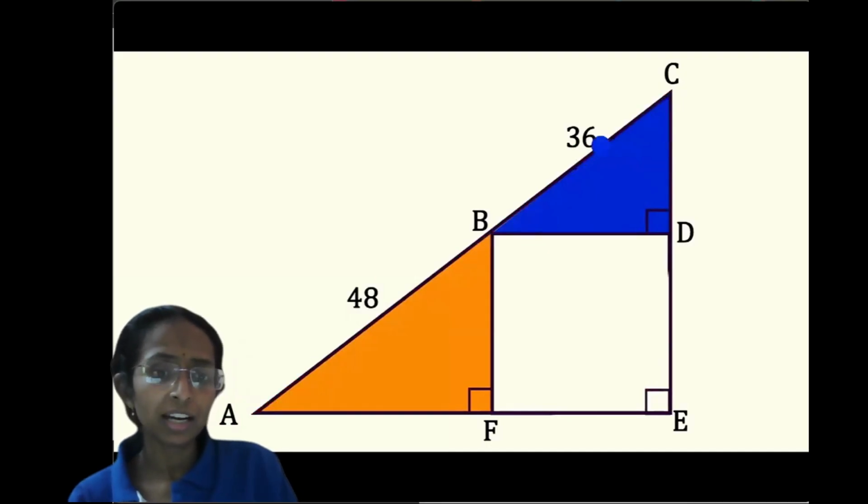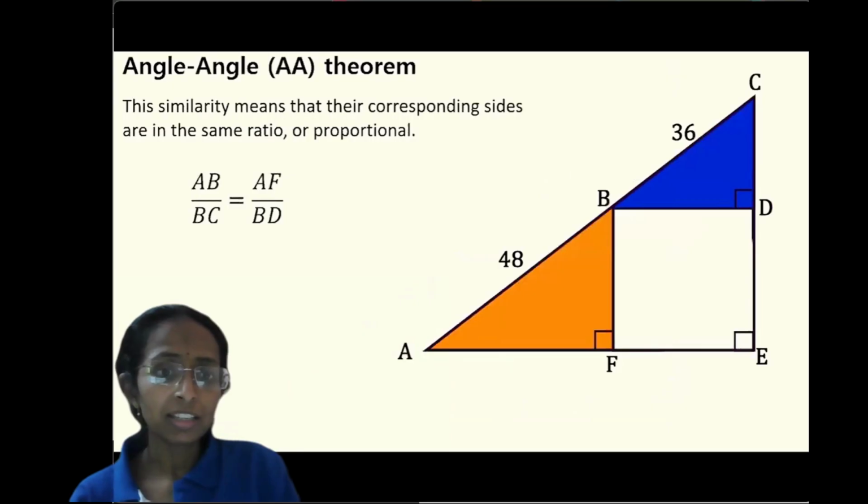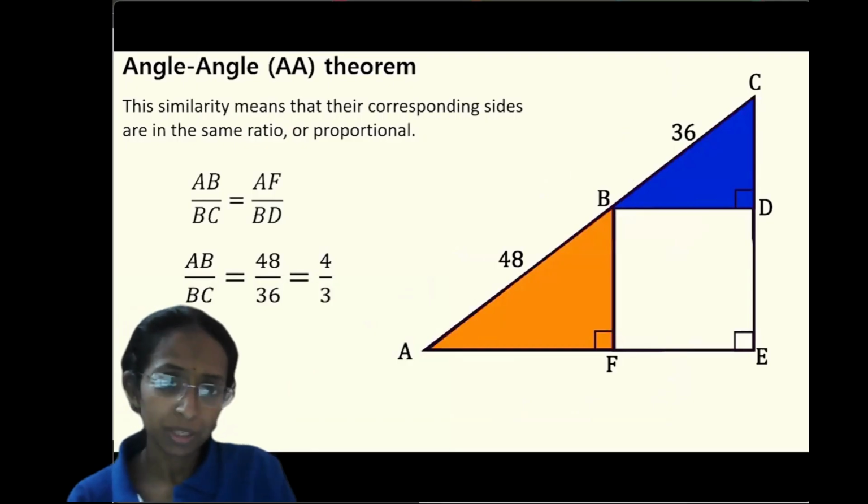So we have that triangle ABF is similar to triangle BCD, which means that the sides are in the same ratio. Now let us assume the side of the square to be x. So by AA similarity, we have AB upon BC is equal to AF upon BD, which is equal to 48 by 36. That is, 4:3 is the ratio of AB to BC.